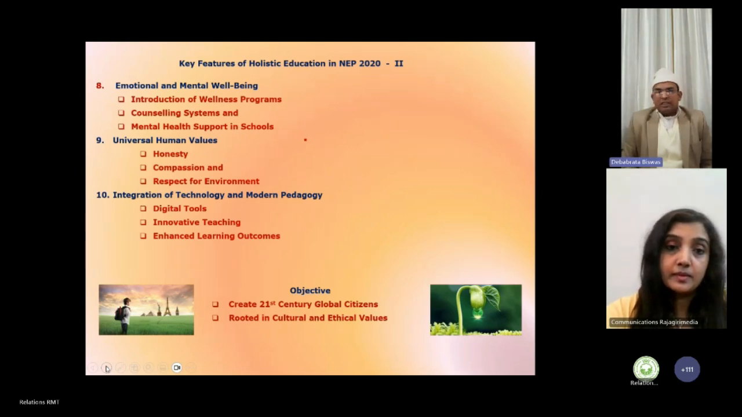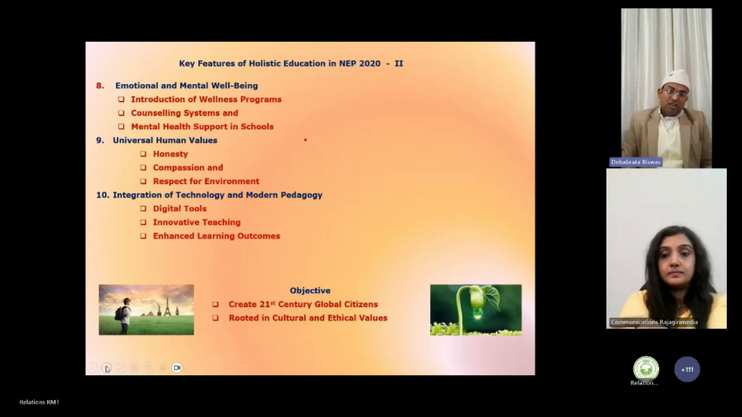21st century global citizens. Again, the purpose of Vasishtha, that my children will not be afraid in their real life situation when they will have to fight with Ravana or Kumbhakarna. So this situation, we have to be prepared for that, 21st century global citizen. Then rooted in cultural and ethical values. Next slide, ma'am.